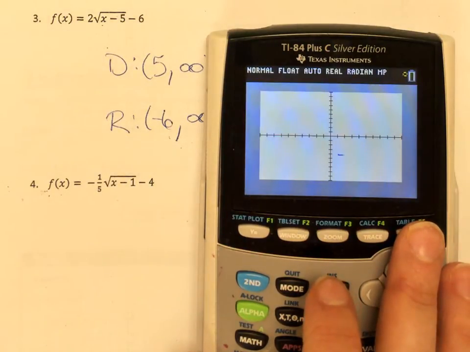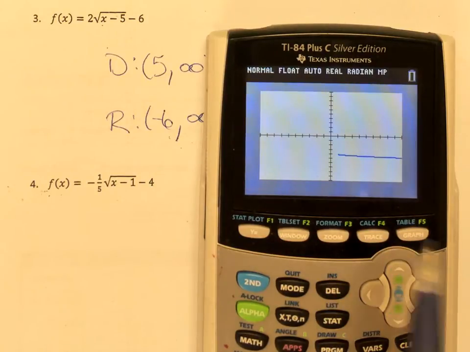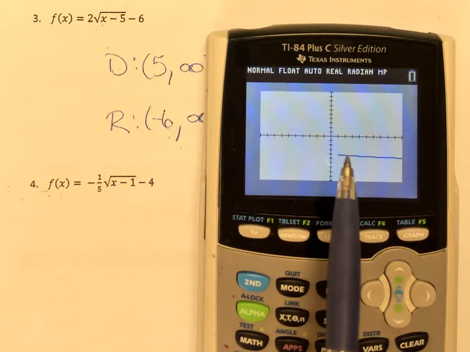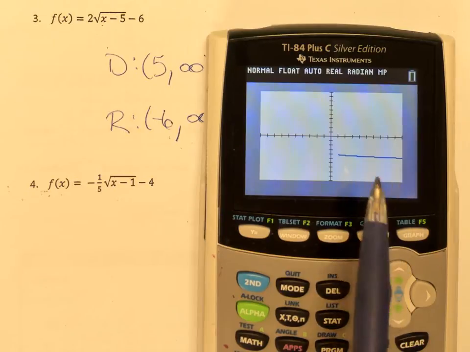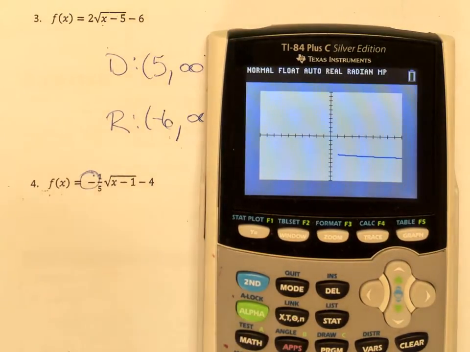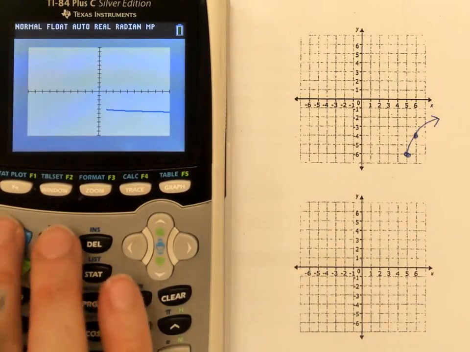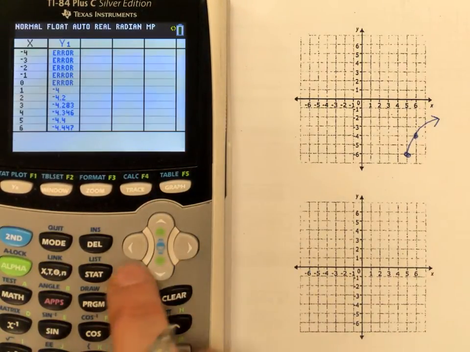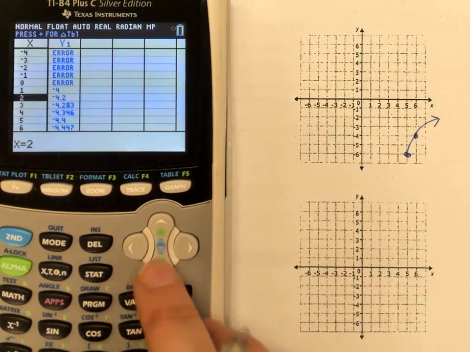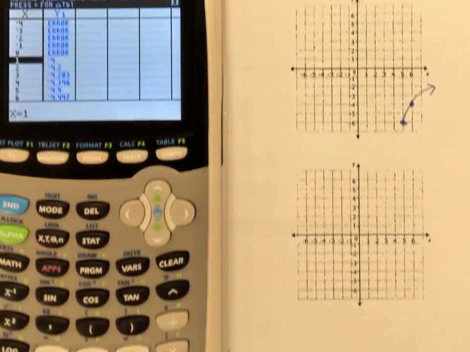This one's funky. Is it funky? Why is that one not going up? Why is this one going down? Because it's got a negative in the front. There you go. That makes it go upside down. All right, here we go. Second table. Fine. Let's see. What's the first one I can do? 1 and negative 4. 1 and negative 4 looks about right.